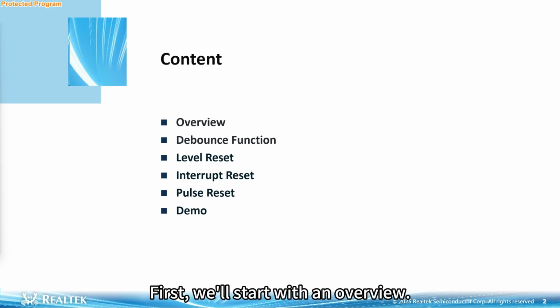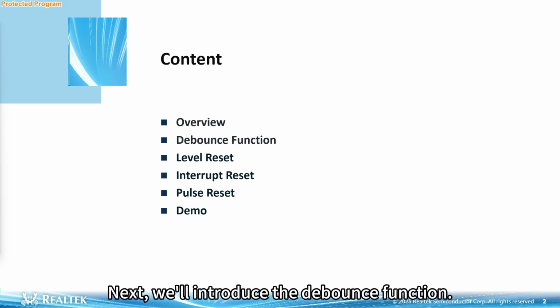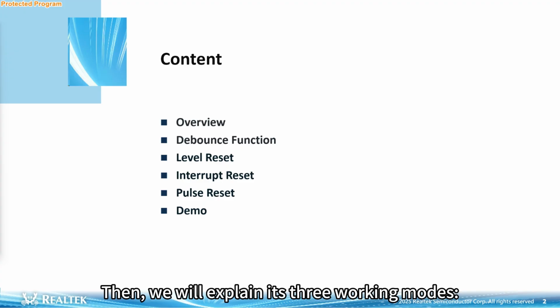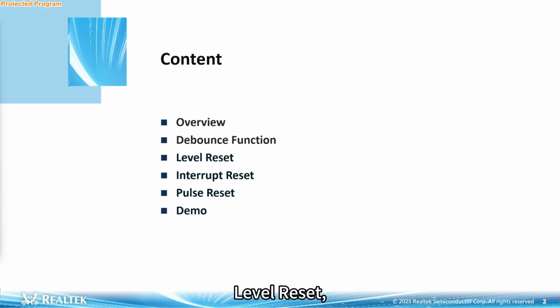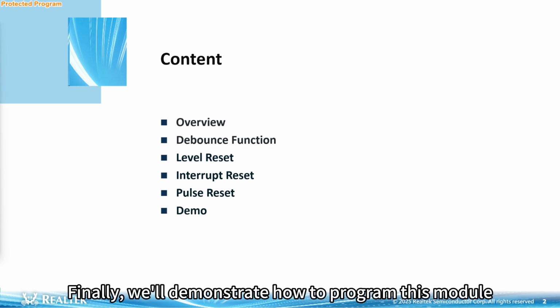First, we'll start with an overview. Next, we'll introduce the Debounce function. Then, we will explain its three working modes: level reset, interrupt reset, and pause reset. Finally, we'll demonstrate how to program this module with practical examples.